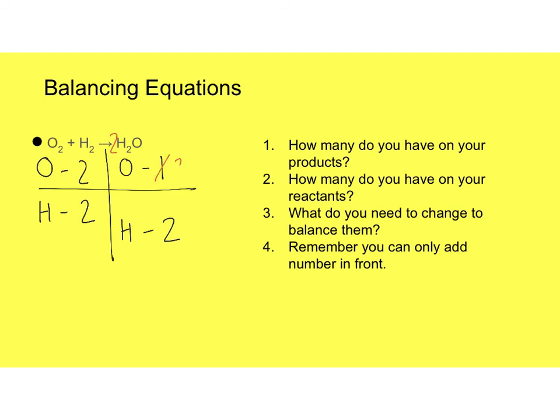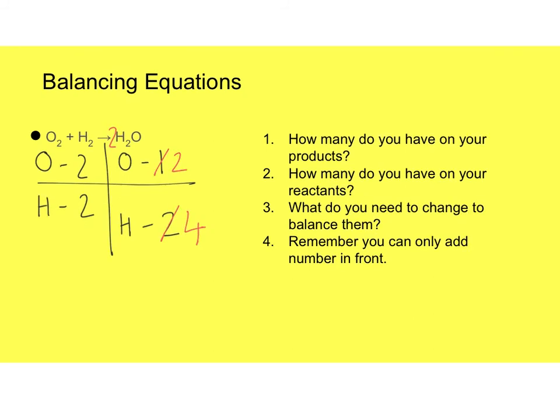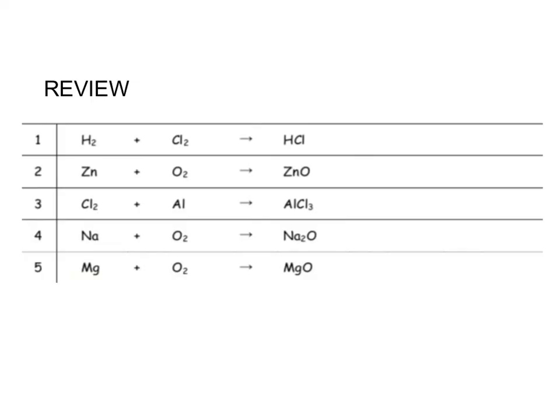So, I've now got 2 oxygens, but I've also got 4 hydrogens. So I need to do something to this one now because my oxygens are now balanced. I'm now going to put a 2 in front of there because 2 times by 2 will give me 4. And that's all balanced out. So last little bit now of chemical and word equations. Can you press pause and try and balance these?